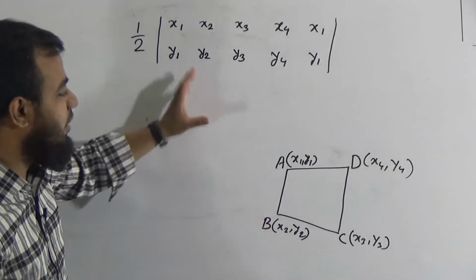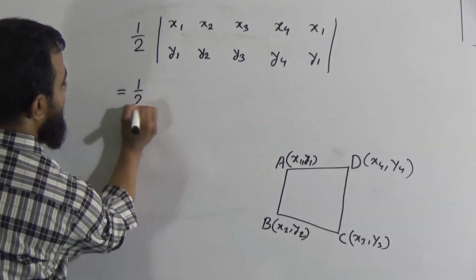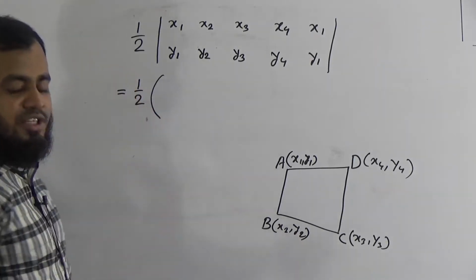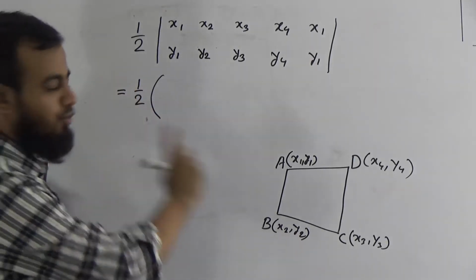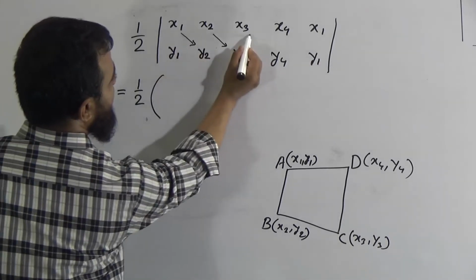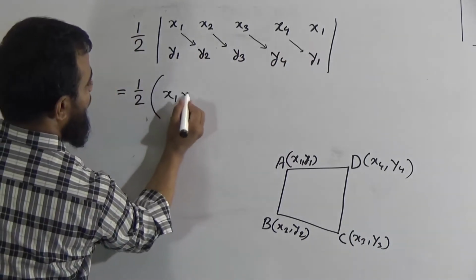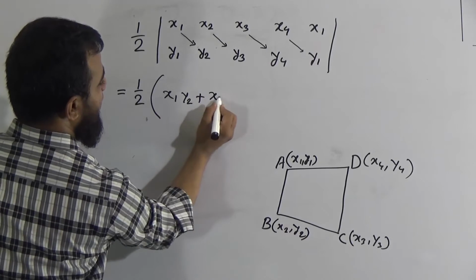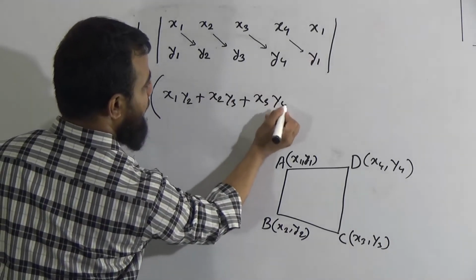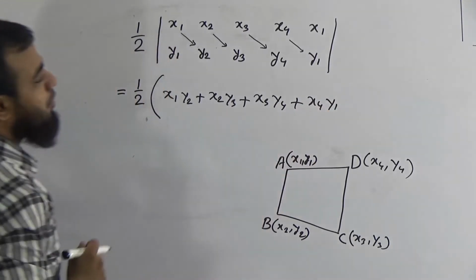And to find out the value, what should we do? This half will remain unchanged. When we go top to bottom, we will take the positive sign. Always we should go left to right. Left to right, and top to bottom we will take a positive sign. That means it will be x1 y2 plus x2 y3 plus x3 y4 plus x4 y1. These 4 will have a positive sign.